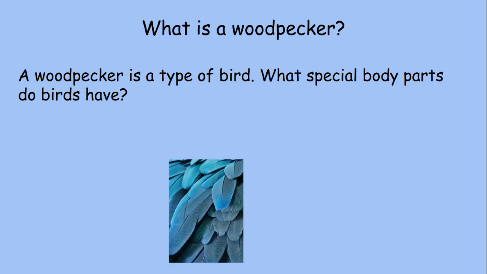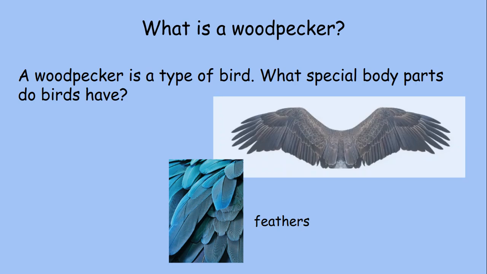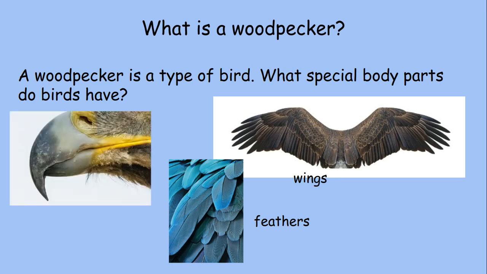So we've got these guys. They are feathers. And over here, what they use to fly, we have the wings. And finally, what they have instead of a mouth, this guy, a beak. So we've got beaks, wings, and feathers. Those are some things that make birds special.